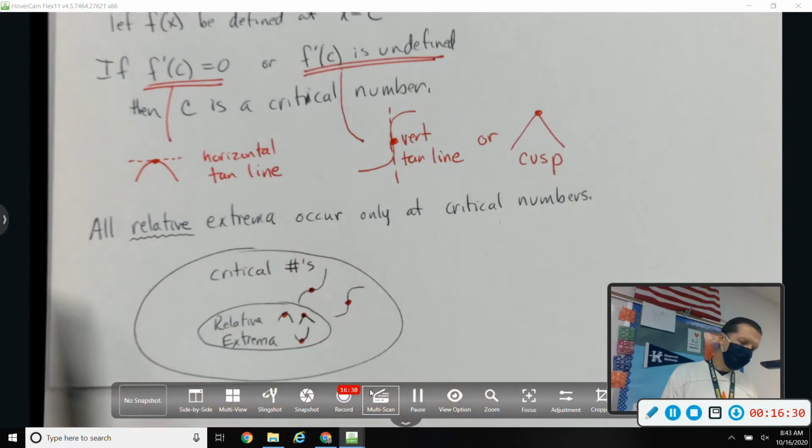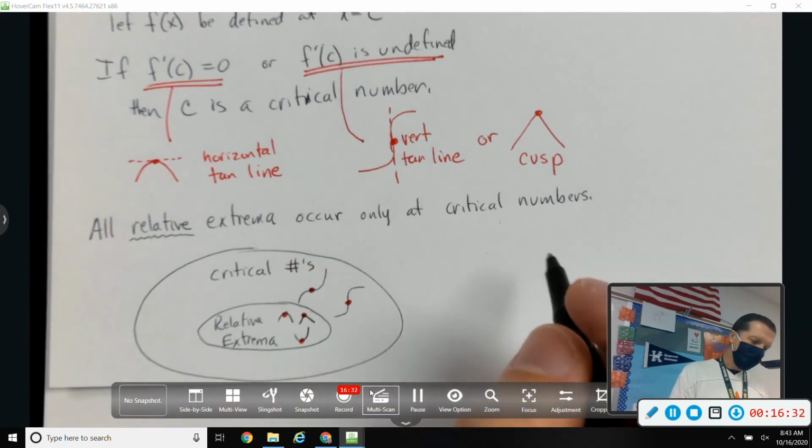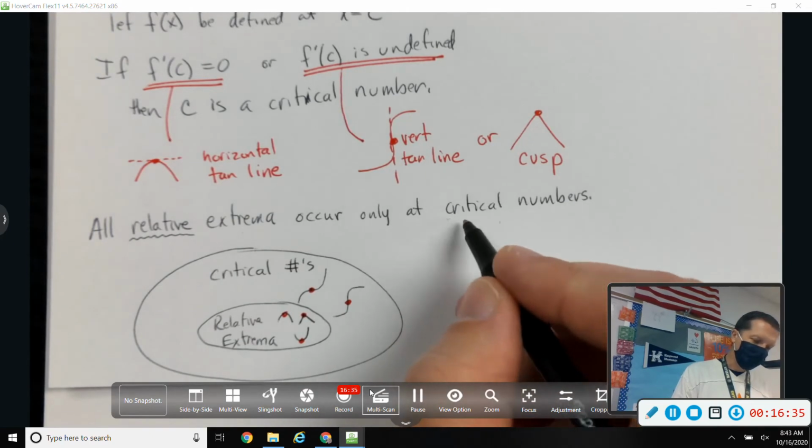Now, the reason we have to go through this is that we have a process for finding critical numbers.